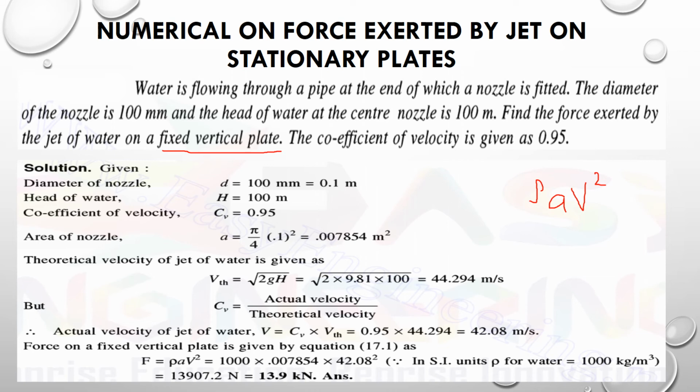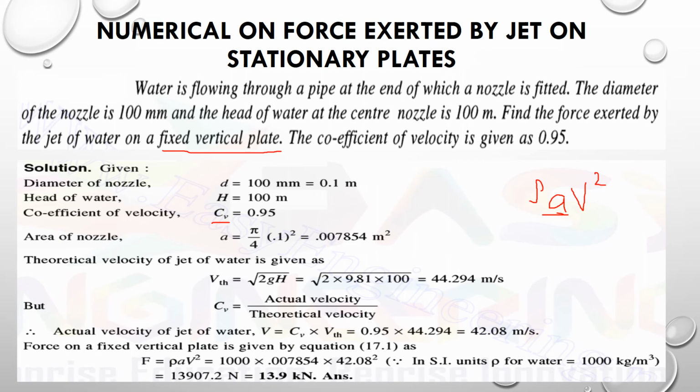So given things: diameter of the nozzle is 0.1 meter, head of the water capital H is 100 meter, coefficient of velocity, we denote it by CV, is 0.95. So we can first find out the area of the nozzle. In this equation we have to find out area. So area is equal to pi by 4 into 0.1 square.